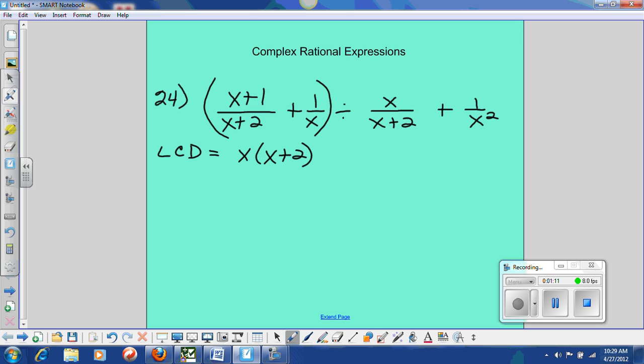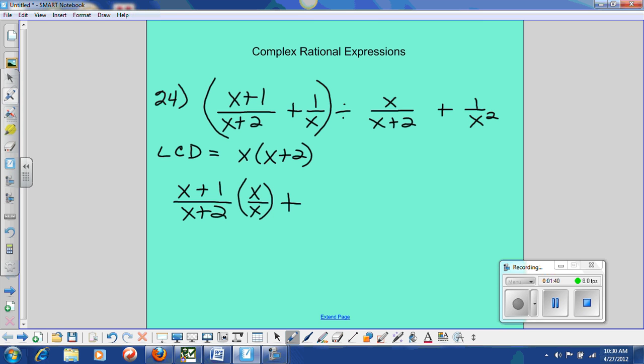So let's go back to it. So we have our x plus 1 over x plus 2. What do I have to multiply the denominator x plus 2 by to get our LCD of x times the sum of x plus 2? Well, the difference between the two is x. So you multiply top and bottom by x. Why? Because x over x is the equivalent of 1. So we're making an equivalent fraction just with the denominator that we need.